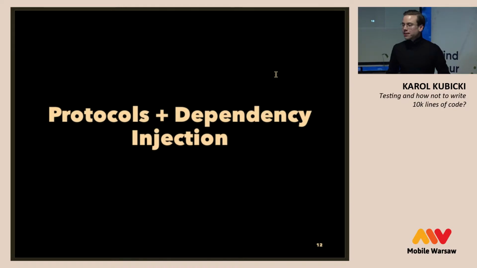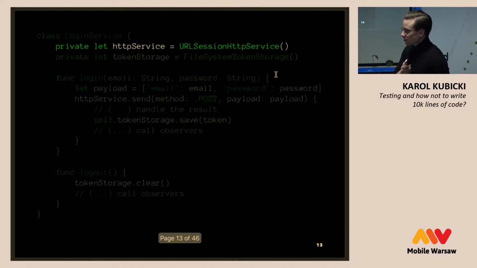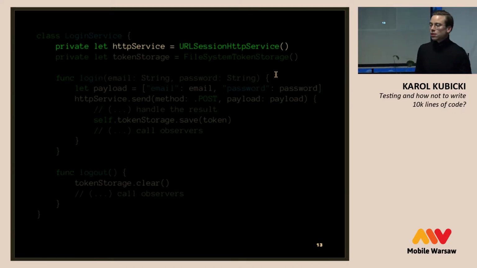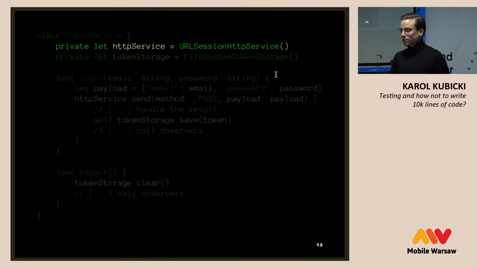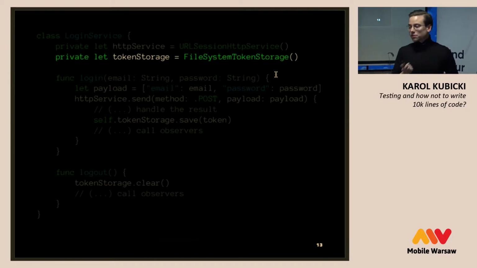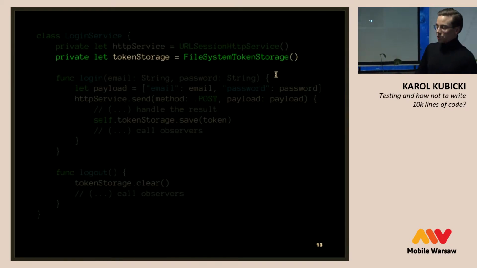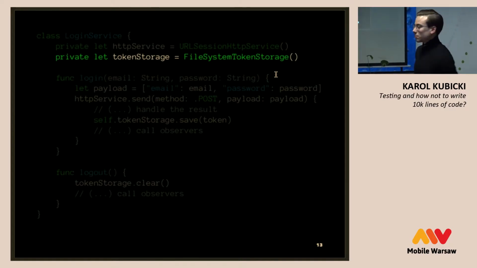So yeah, let's do it. Let's combine these two things and see what the result is. Let's identify the dependencies that we have in our login service. The first dependency is our HTTP service, which is an object of the URLSession HTTP service class. That's the first dependency, and the other one is the token storage, which has the type file system token storage.